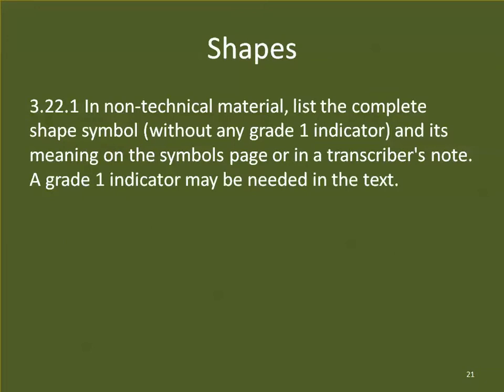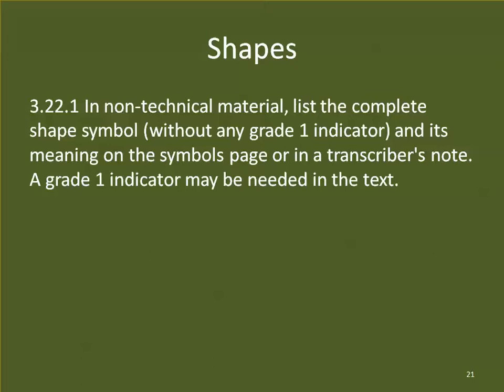And now we'll talk about shapes for a few screens. In non-technical material, that means not math or science, list the complete shape symbol without any grade 1 indicator and its meaning on the symbols page or in a transcriber's note. We don't need that grade 1 indicator there because that's not actually part of the shape, and also because it's preceded by that dot locator for mention.